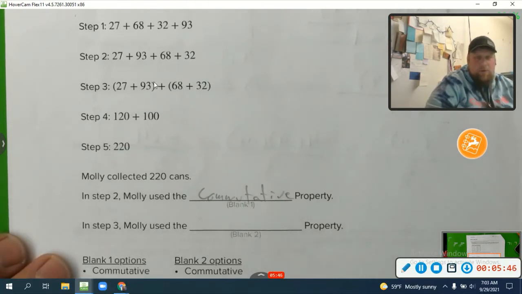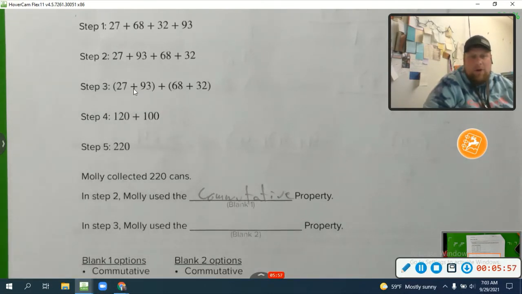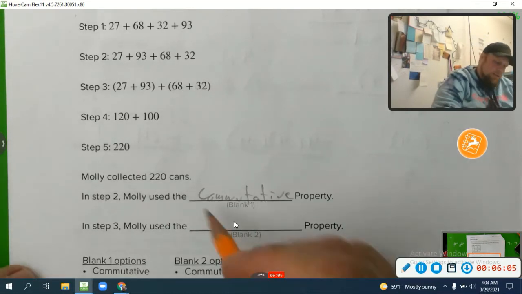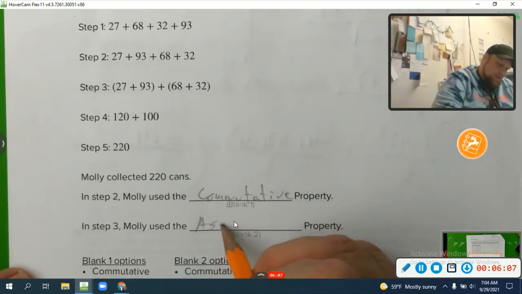In step 3, what does she do? Well, now she grouped them. She associated certain numbers with each other. And I see why, because with 27 plus 93, the 7 and the 3 will bring it up to 100, and then just 120. In the same way, the 2 brings that to 70, add 30 is 100. So it makes it a lot easier to group them this way. And when we group, that's called associative. Boom.